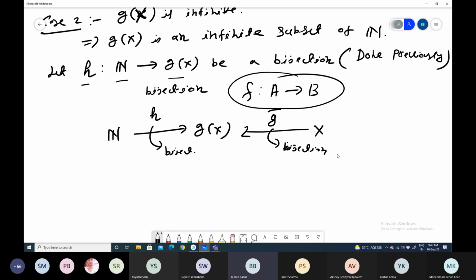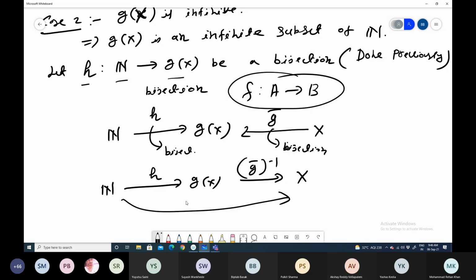Now what is our aim? Our aim is to prove that X is countable. The definition means that, since X is infinite, there is a bijection from natural numbers to X. Now how to get that bijection? We can compose H with G bar inverse. So this is my H and this is my G bar inverse X. So we get a bijection from N to X, and this bijection is this one.